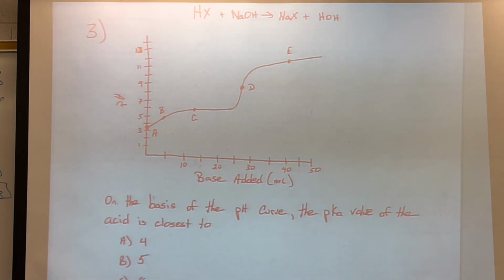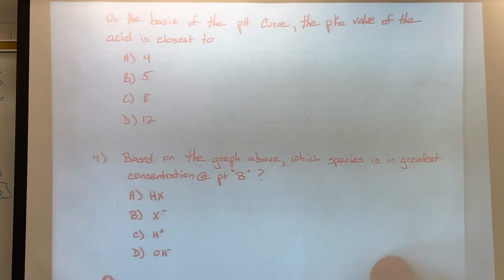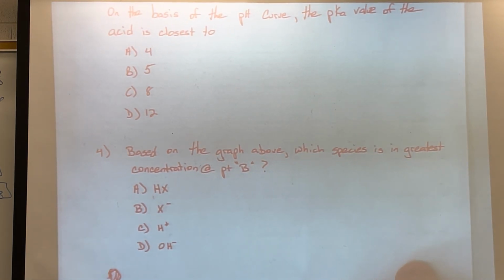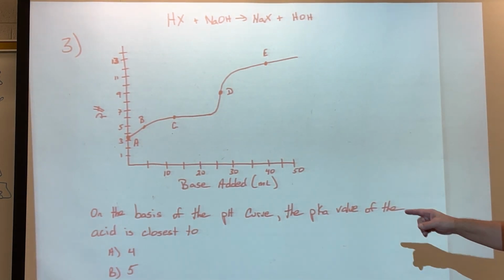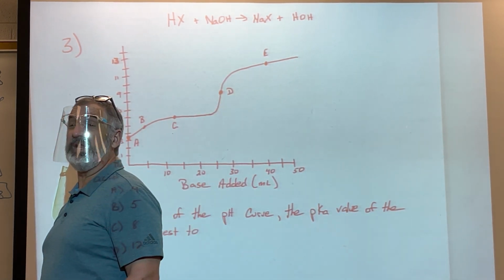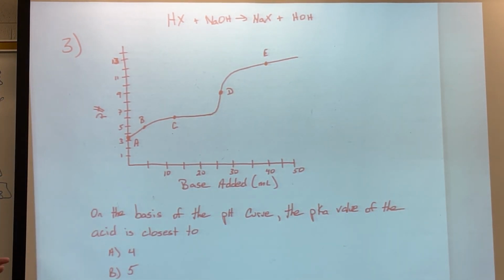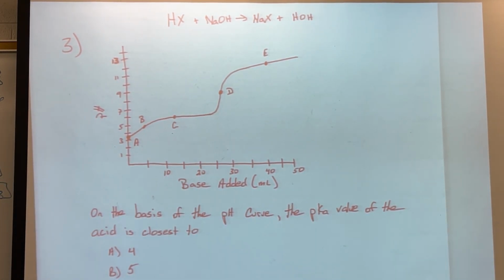Okay, same curve based on the graph. Wish I could have both on here. Okay, so I want to know on the graph above which species is greatest concentration at point B. At point B, there's my reaction. So I have HX, OH minus, X minus, or water, HOH. Now, actually I don't think water is one of the choices because water obviously is going to be the most, because it's all taking place in water, but as far as being produced, okay? At point B, are we to the half equivalence point yet?